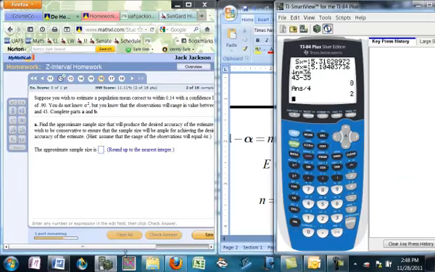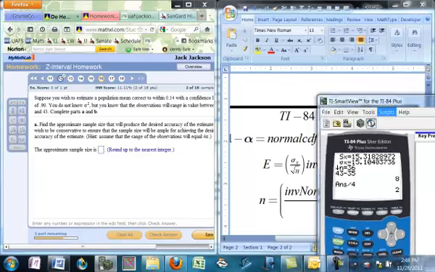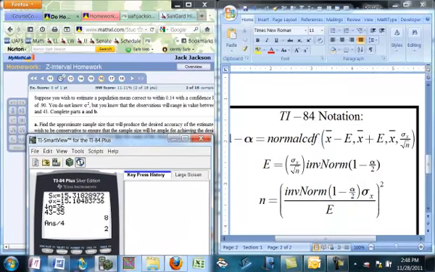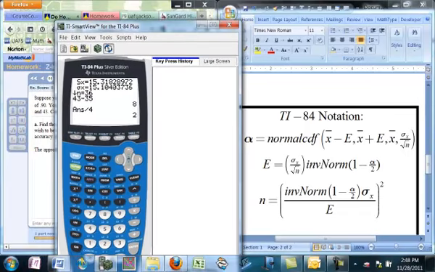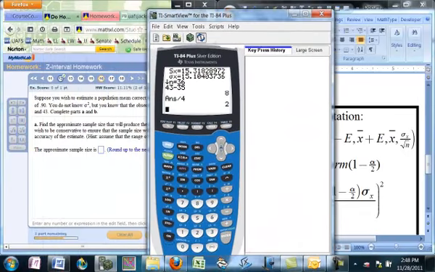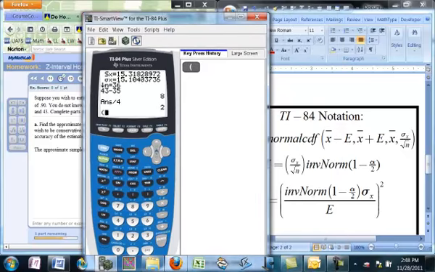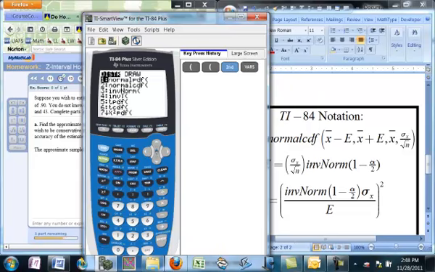Let's see if we can work this out here. So we need parentheses. Let's do the parentheses for the numerator. Inverse normal, remember that second distribution, second vars. Inverse normal is number 3, of 1 minus alpha over 2.